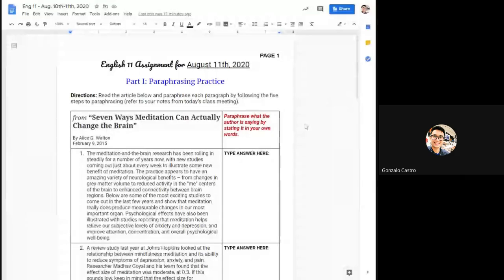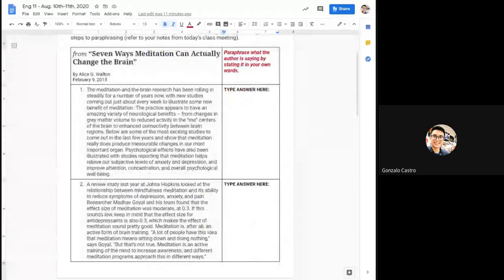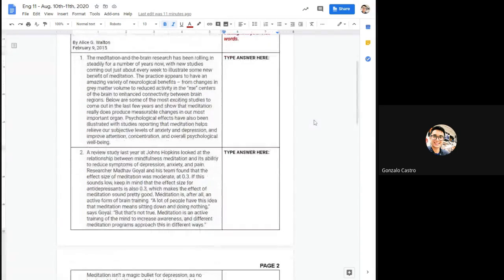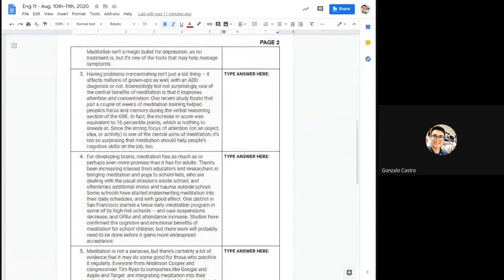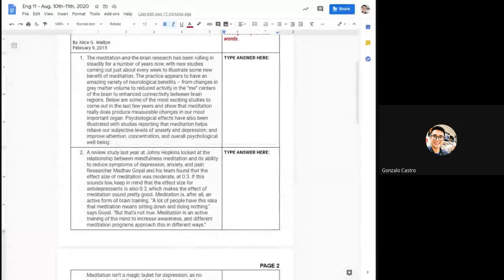Okay, so this is the classwork assignment for today. We are going to practice paraphrasing this excerpt from the article, 7 Ways Meditation Can Actually Change the Brain by Alice G. Walton, February 9th, 2015. So we'll do the first 2 paragraphs together. And then for your classwork, you will paraphrase paragraphs 3, 4, and 5. When you go into Google Classroom, you will have paragraphs 1 and 2 already completed for you as an example. But I will explain right now how to paraphrase and how I got those answers that are in your example.